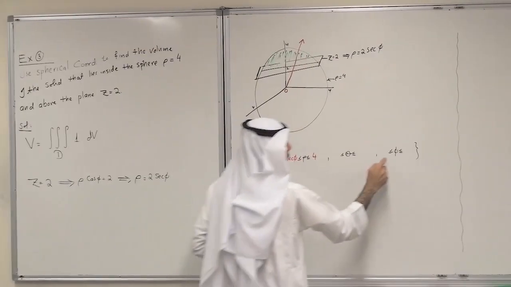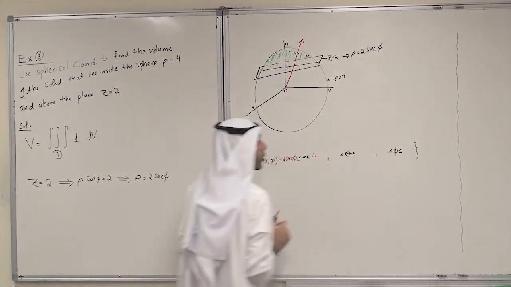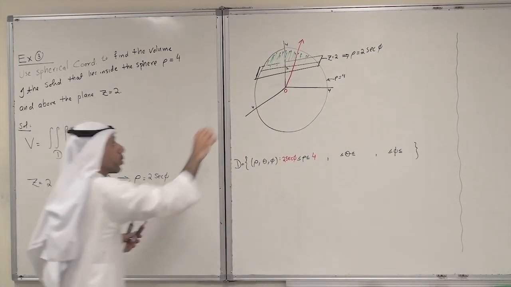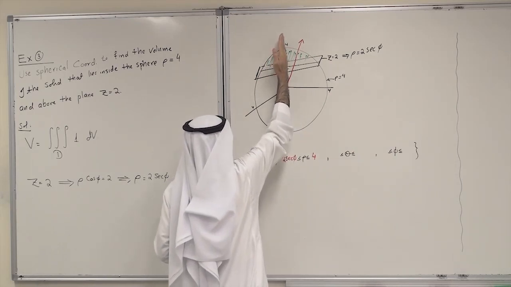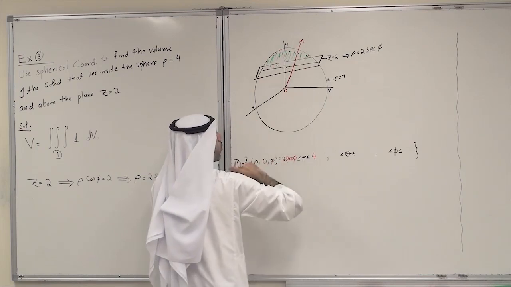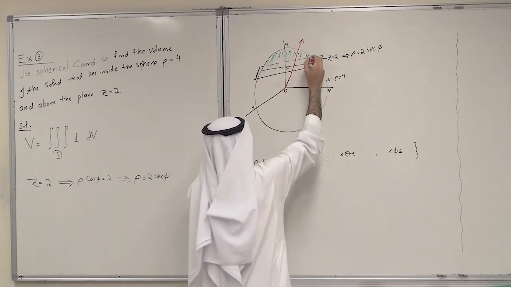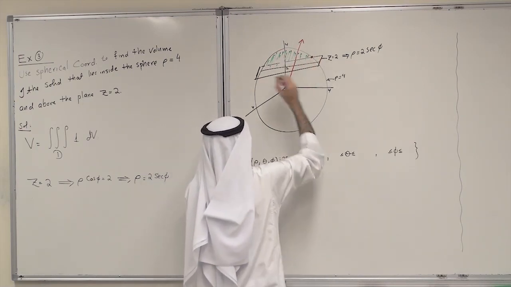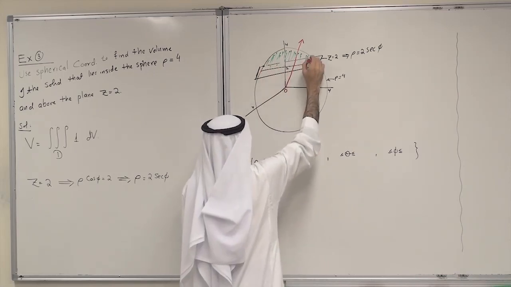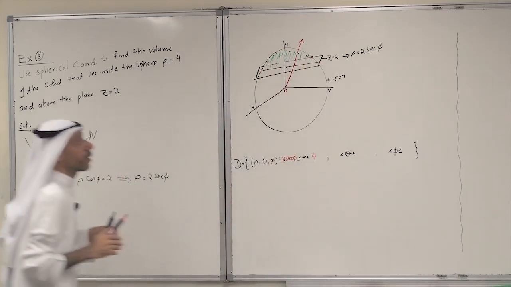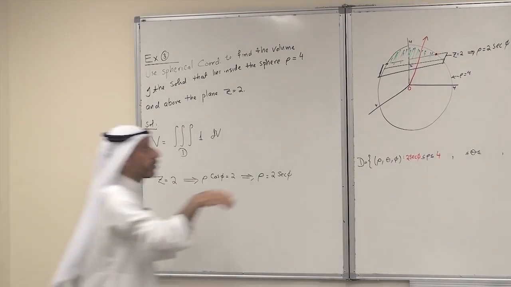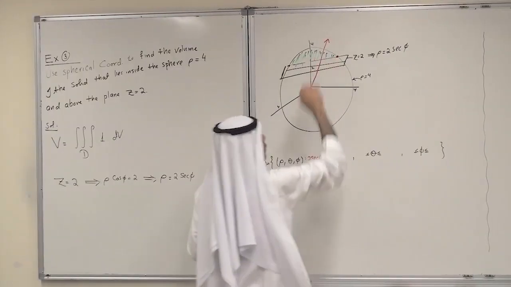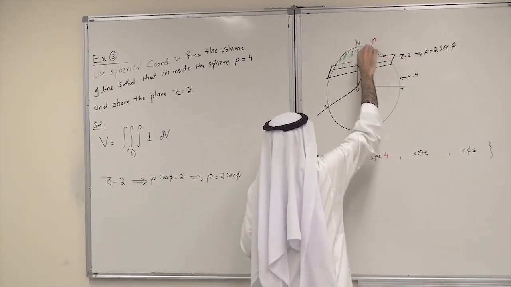Next we go to phi. What are the limits of phi? For this solid, we measure phi from the positive z-axis, and then just go until you reach the points of intersection, here and here, where the points above the plane intersect the sphere. So what are the possible values?